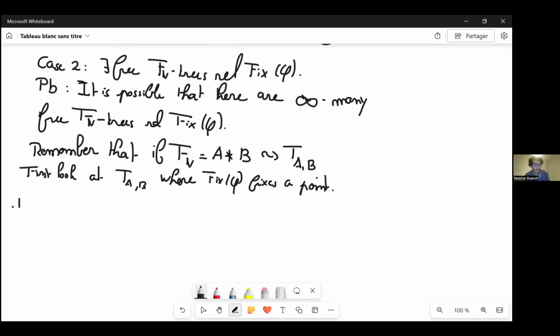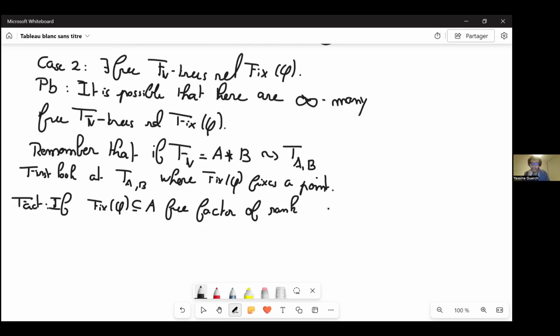And in fact, for instance, if Fix(phi) is contained in a free factor A of rank n-1, and A is minimal for this property, meaning that Fix(phi) is not contained in any proper free factor of A, then there exists a canonical free product decomposition.